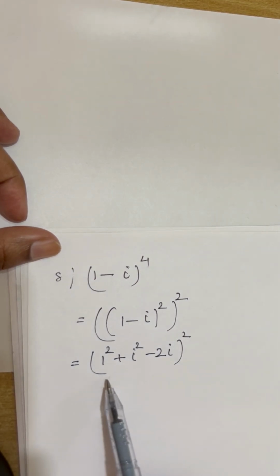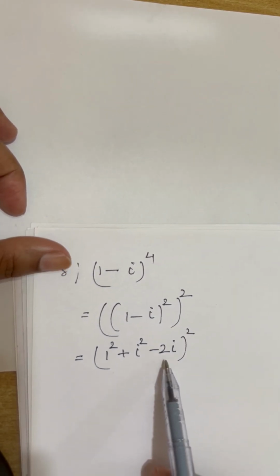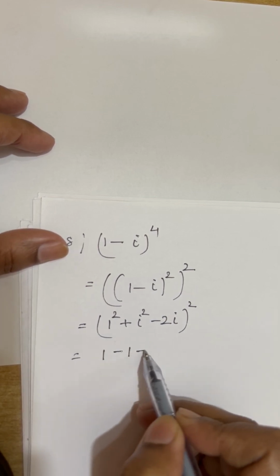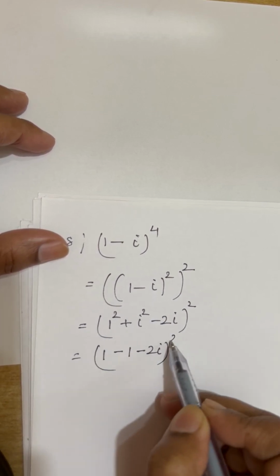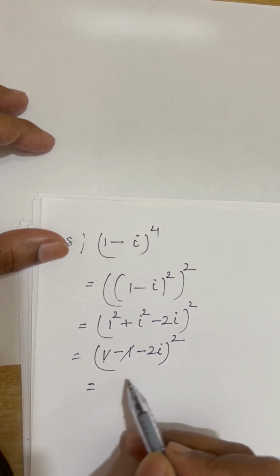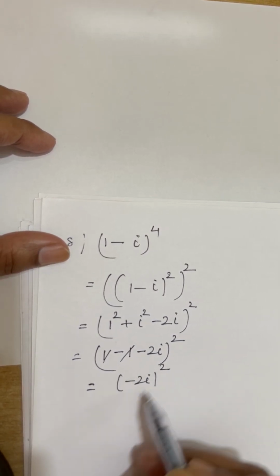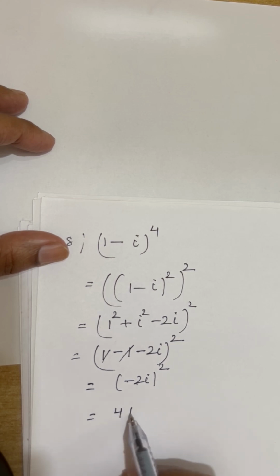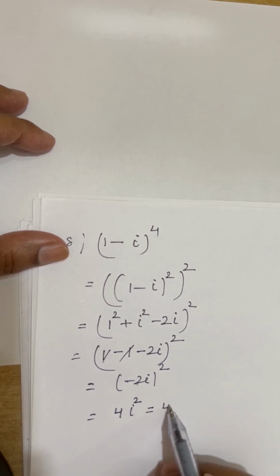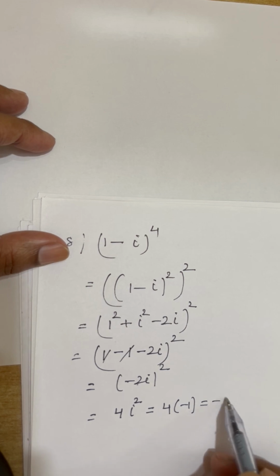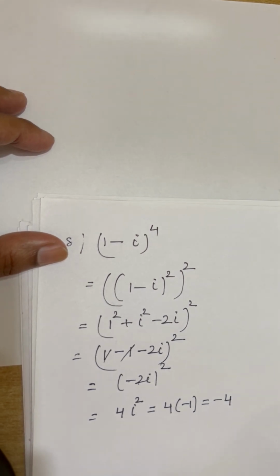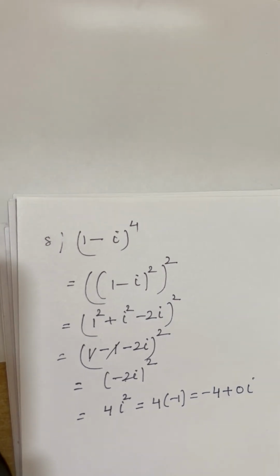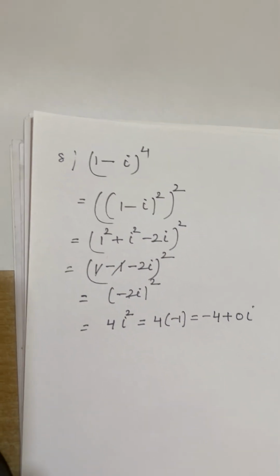So this becomes 1 square plus iota square minus 2 iota. This is 1, iota square is minus 1 minus 2 iota. This cancel out. This is square of minus 2 iota. Square of minus is plus, 2 का square 4, iota का square iota square. Again iota square, its value is minus 1, so answer is minus 4. So in the form of a plus b iota, it can be written as minus 4 plus 0 iota.